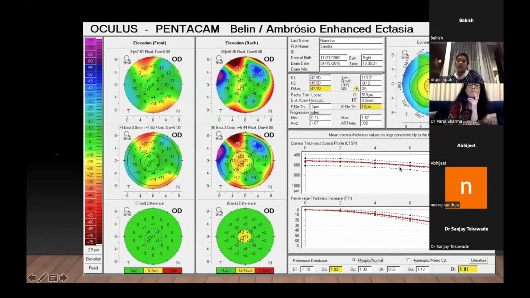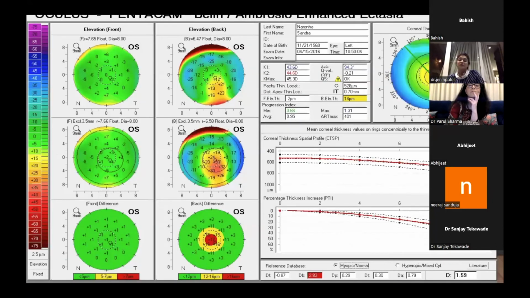But when you look at the other eye, your decision for this patient changes, because the other eye's Belin-Ambrosio is definitely giving us a red here. It's giving us an extreme elevation here. And when a patient shows changes in the posterior surface of both eyes, this is a patient who can be at risk. So this patient should then be put on a progression follow-up.